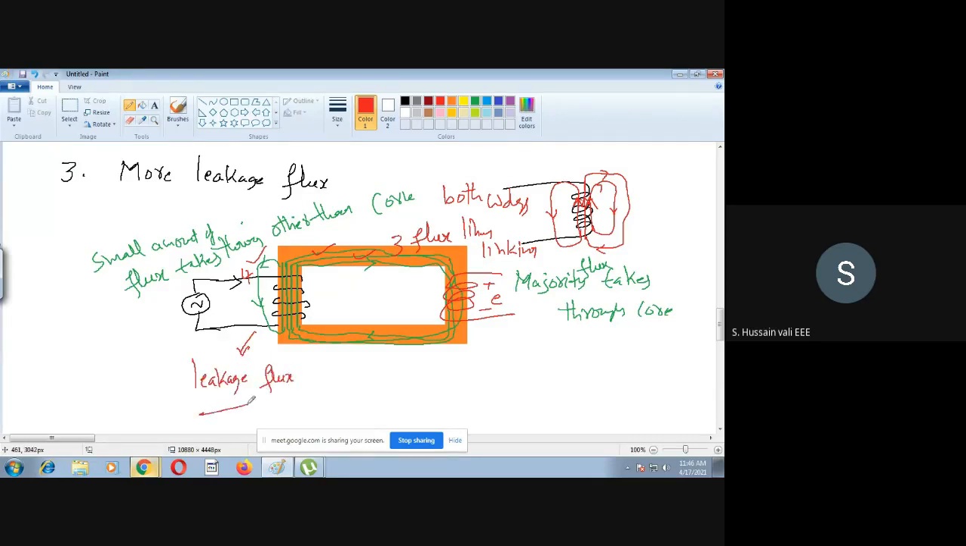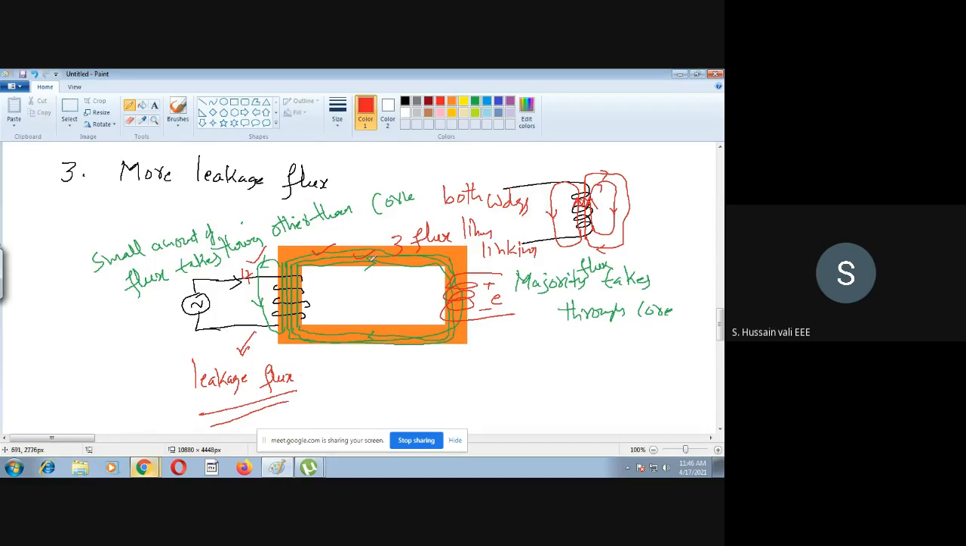Why we are calling it leakage flux is that this flux is useless, or we can say it is not taking part in the work. What is the work? The work is transferring energy from one side to the other side. So this fourth flux line is not taking part in this work, and as it is not useful to us, we generally call that flux leakage flux.